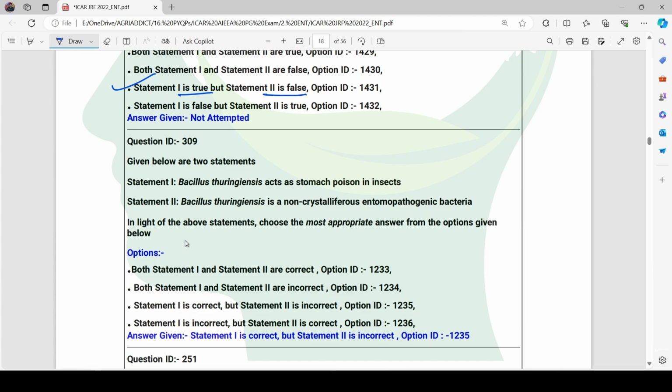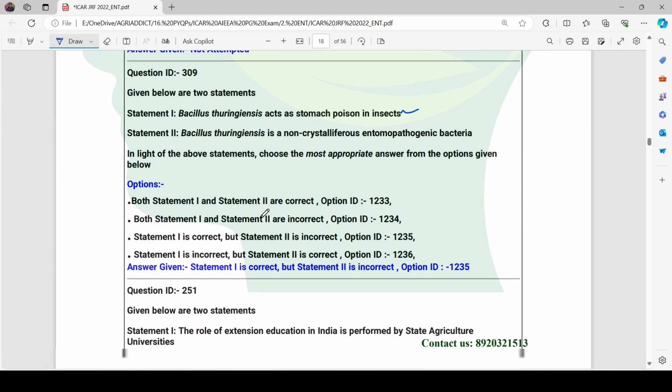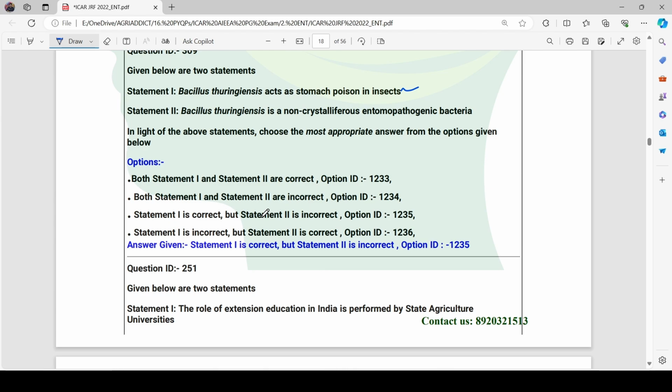Next question is Bacillus thuringiensis acts as a stomach poison in insects. Statement 2 is Bacillus thuringiensis is a non-cristalliferous entomopathogenic bacteria. So here you know that Bacillus thuringiensis is a stomach poison that is mainly used to kill caterpillars and various other Lepidopteran insects. It is true, but it is cristalliferous, not non-cristalliferous. It's an entomopathogenic bacteria, but it is cristalliferous. So statement 1 is correct and statement 2 is incorrect is the right answer.